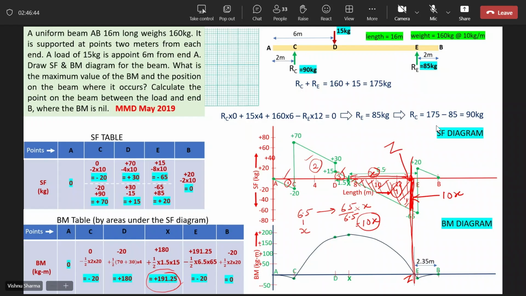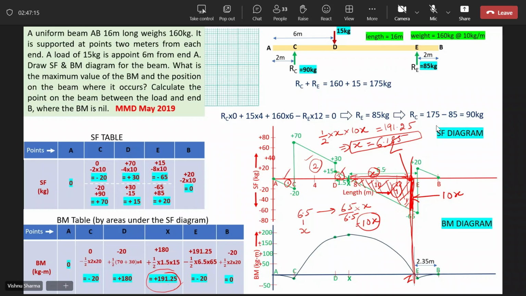So now you want this area of the red triangle to be equal to 191.25. And what will be the area of the red triangle? Half, base is x, height is 10x. Since it's a simple case, we are calculating it. This should be equal to 191.25. This gives me how much x value, beta? 6.185.